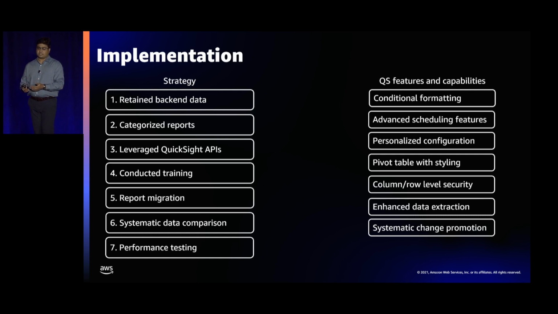When we were doing this migration in parallel, we also started doing user trainings. These trainings helped us in two ways. First, this encouraged the users to start using QuickSight, and as a result, the end users started building their reports on QuickSight by themselves. So it definitely increased adoption, plus the speed of migration.